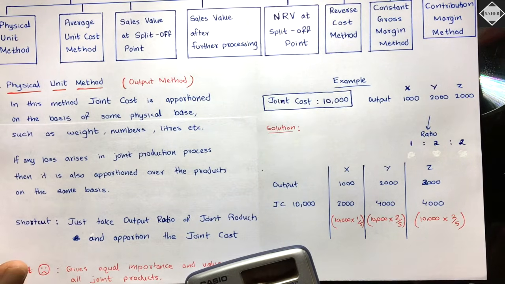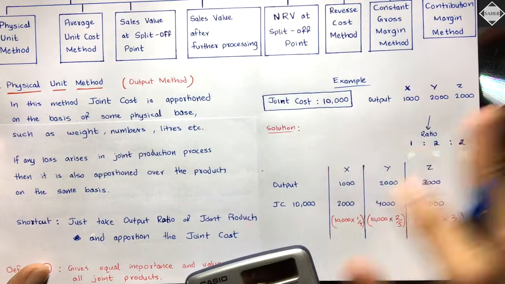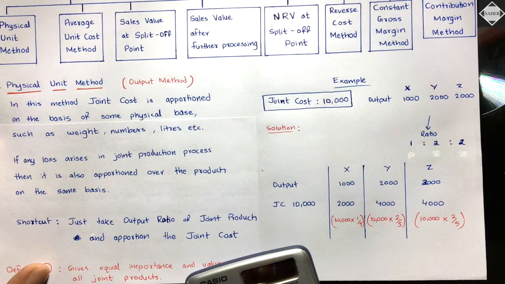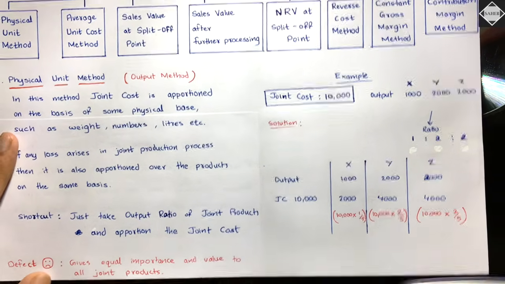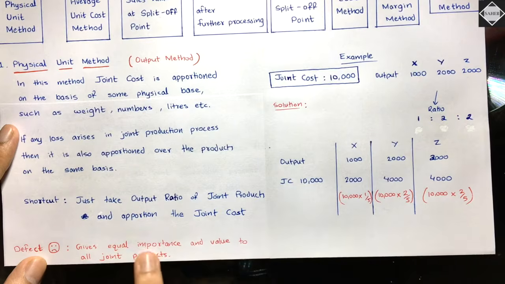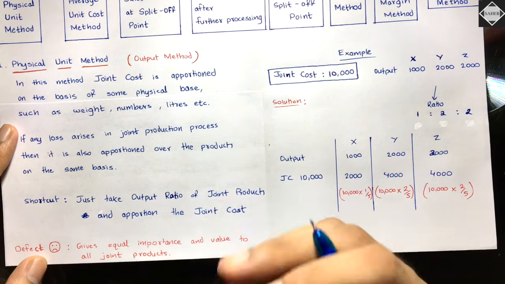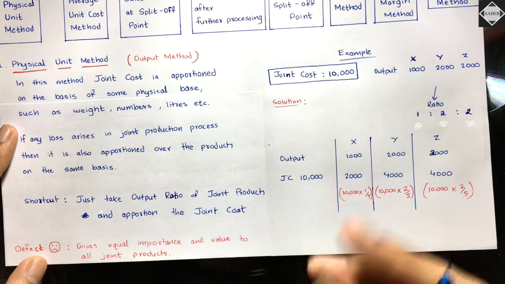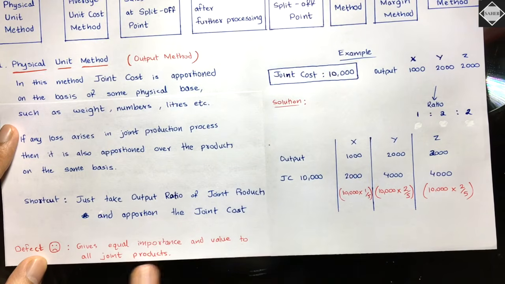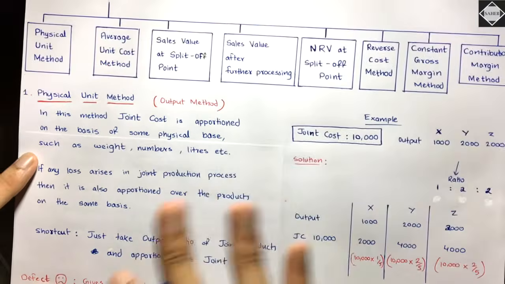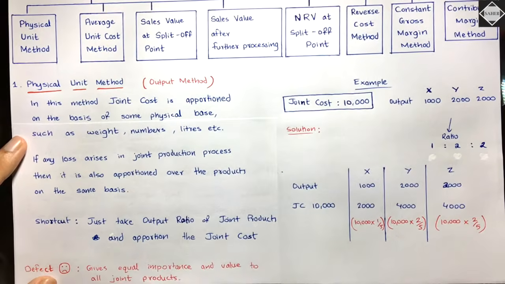It's really simple. And if you do this, then losses and everything will be adjusted automatically. You have to understand the thing about the losses properly, but before that, let's discuss the defect. The defect of this method is that it gives equal importance and value to all the joint products, which is not fair. Sometimes, even though they have almost equal sales value, there will still be a difference. So you cannot give equal importance and value to all joint products, which is a demerit of this method.